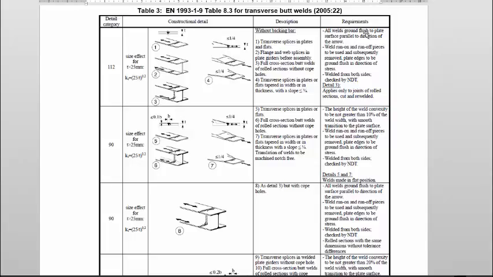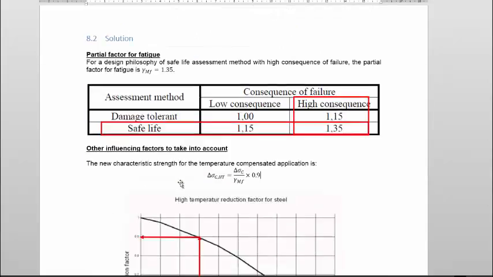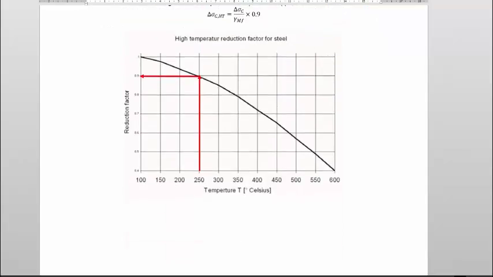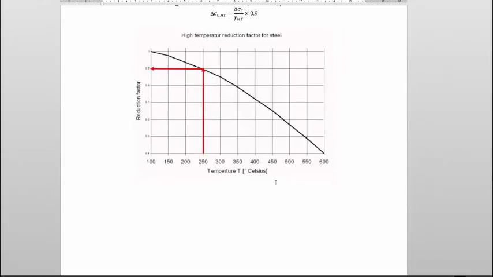This one is all welds ground flush to the plate, so that's not what we have. So we do have a temperature effect, a size effect for thickness more than 25 millimeters. So that's the other one that I'm going to include. And we can see it's 25 divided by T, to the power 0.2. So in this case, the other influencing factor that we have, and I'm going to make this a little bit smaller, we can still read, let's call it the size effect.